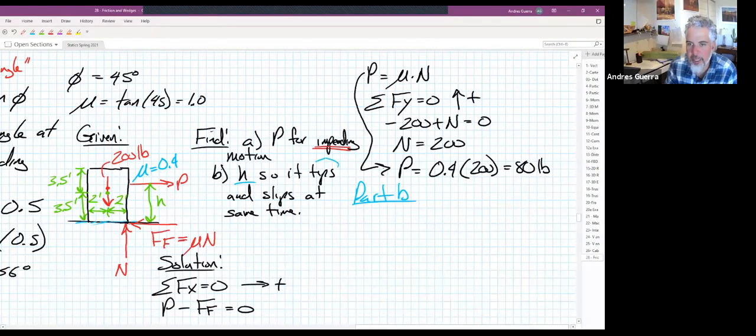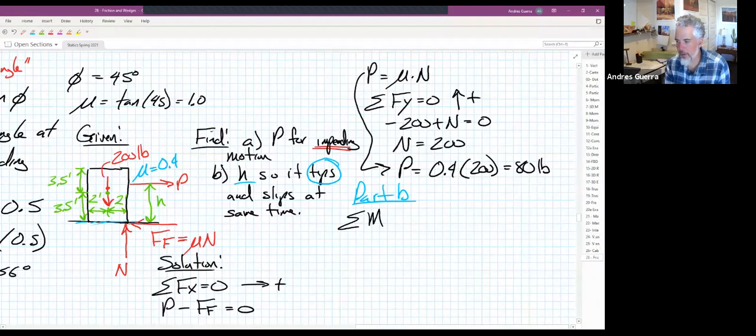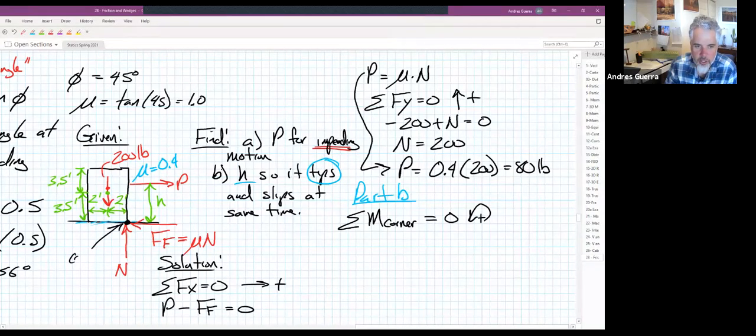When we're in a tipping motion, we're going to sum moments. And where is it going to tip about? It's going to tip about that corner. And so let's sum moments at the corner and set them equal to 0. So when we sum moments about the corner, I'll label the corner over here. The force of friction and the normal force both go through that corner right there.